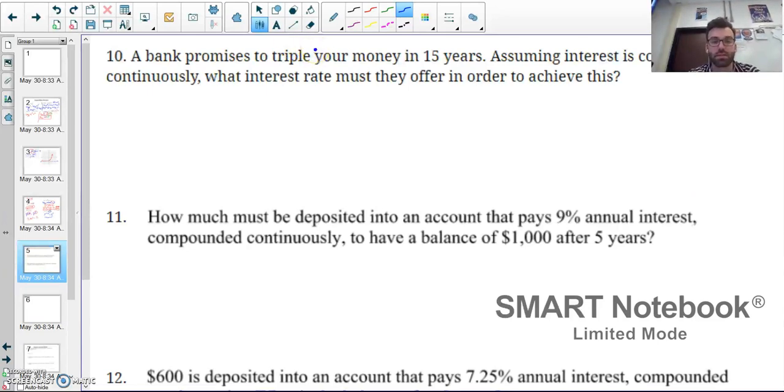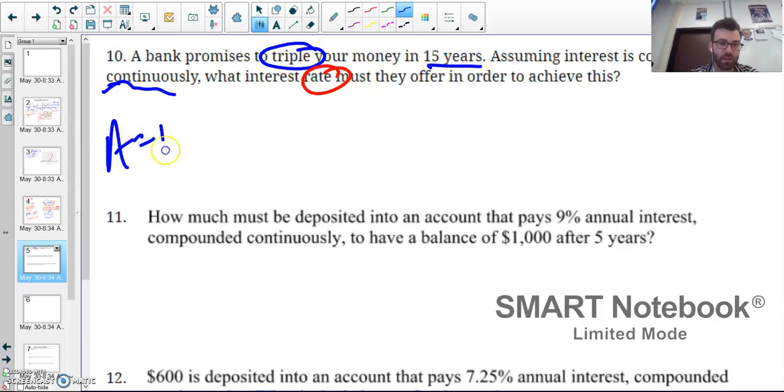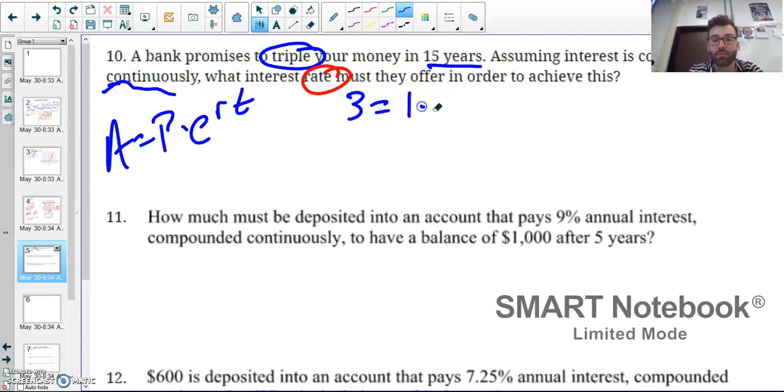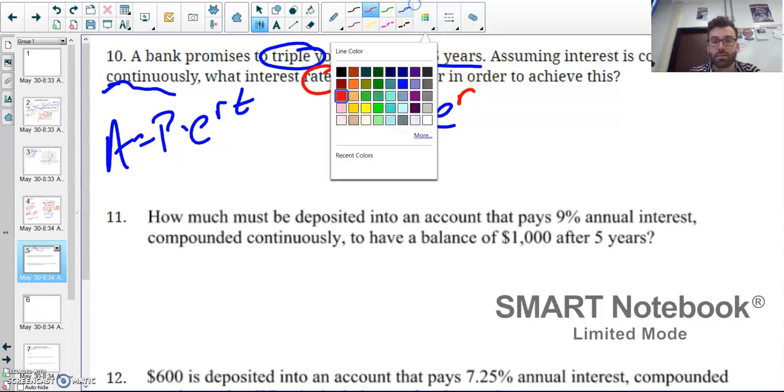A bank promises to triple your money in 15 years, compounded continuously. What is the rate? This tripped us up a lot. So remember, if it's compounded continuously, that formula is A equals P E to the RT. If I want to triple my money, let's say I started with $15, remember P is your principal value, your starting amount. If I started with 15, this would be 45. If I started with $1, this would be 3. I'm going to make it easy on myself and start with $1. So this is going to be 3 equals 1 times E to the R T. I'm trying to find my rate, so that's still R, and T is 15.